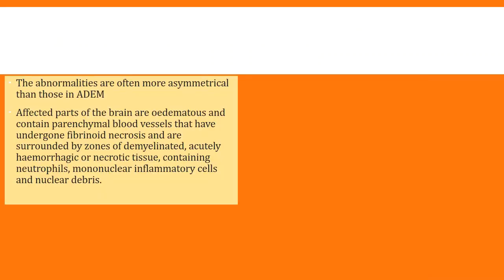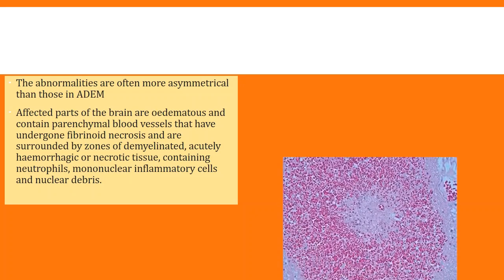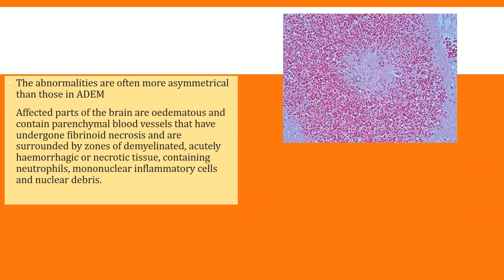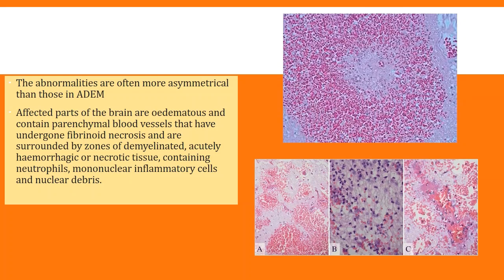So the abnormalities of acute hemorrhagic leukoencephalitis are more asymmetrical as compared to acute disseminated encephalomyelitis. Affected areas of the brain are usually edematous and show characteristic parenchymal blood vessels with fibrinoid necrosis. Okay, as you can make out in the figure shown here, there is fibrinoid necrosis and these are the blood vessels showing a lot of hemorrhage. Okay, and there are zones of demyelination with inflammatory infiltrate and foamy histiocytes. Okay, necrotic debris with neutrophils and mononuclear inflammatory cells are also seen in the demyelinated area.